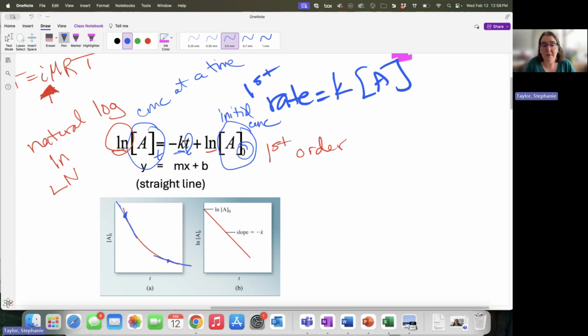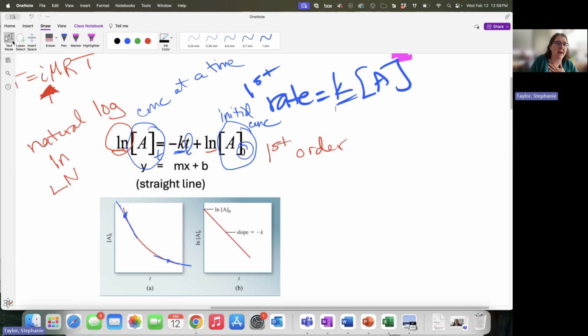And then here is my rate constant. One of the few things that does in fact just carry over from our rate law is our rate constant. Same exact rate constant that we had before. So all of those components do go into that equation. We get to use it as is.